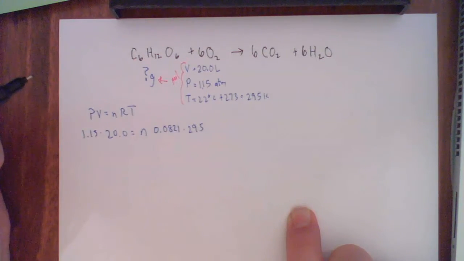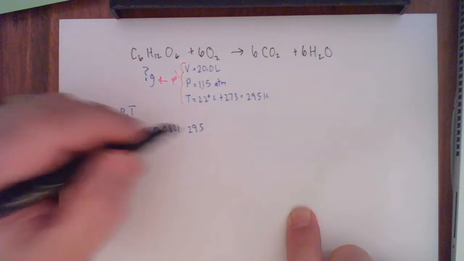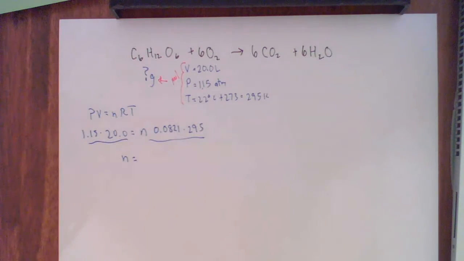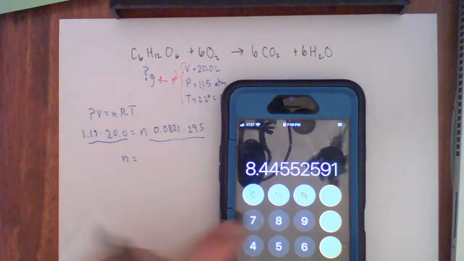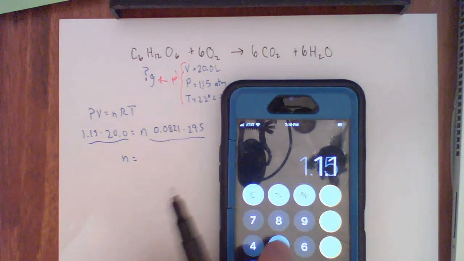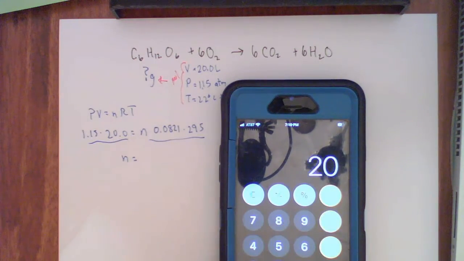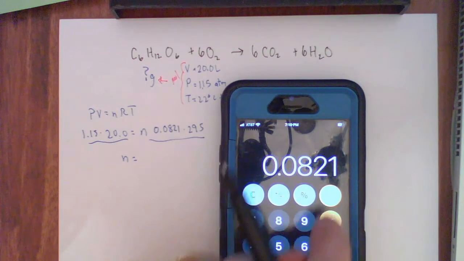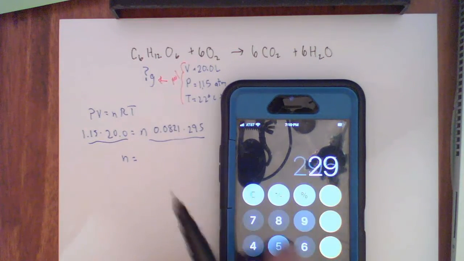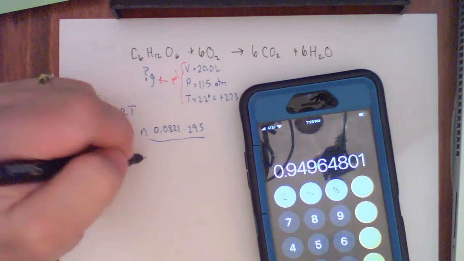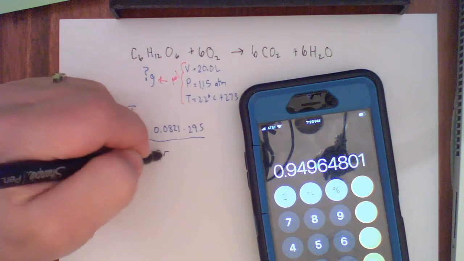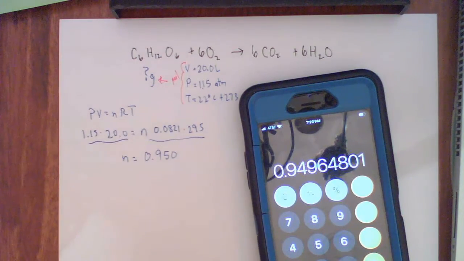And so now we're just solving for N. Okay? So N will be equal to, so this is where I'll grab my calculator, my 1.15 times 20 divided by 0.0821, divide that by 295, so I come up with 0.950 if I keep three significant figures.